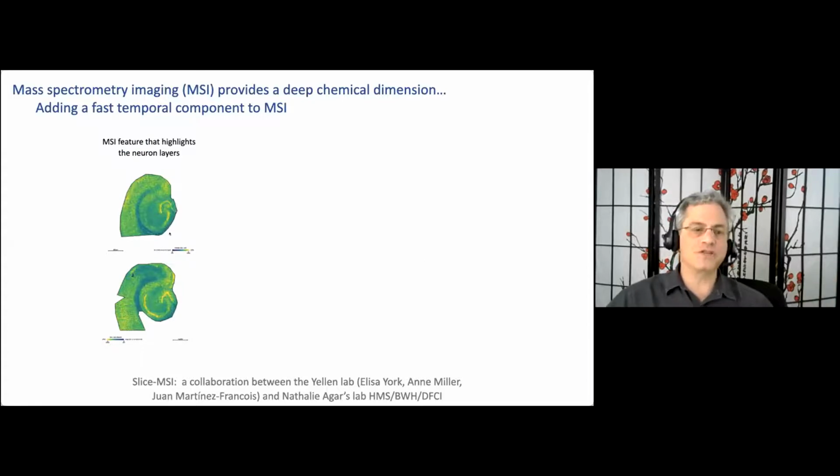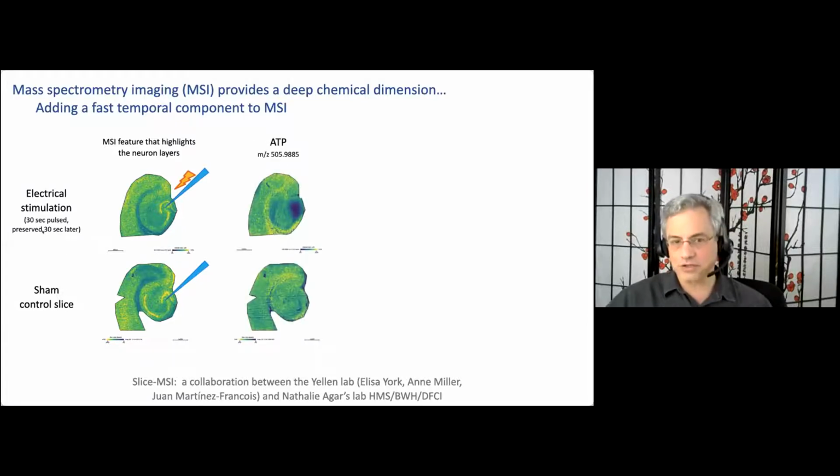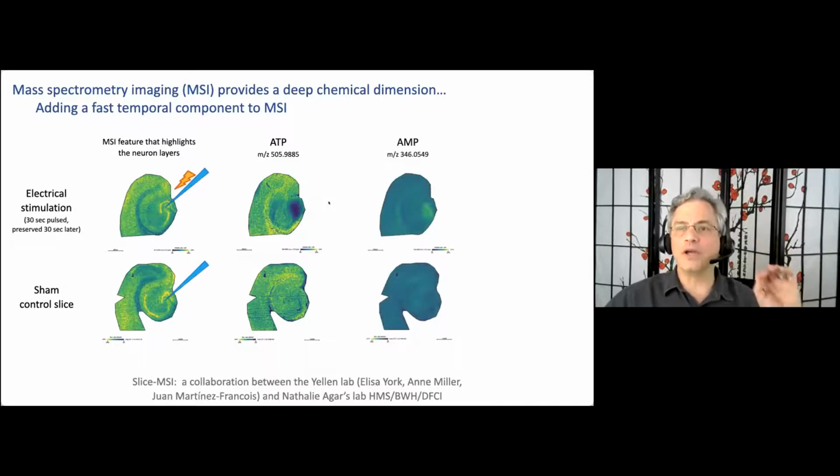Here are two sister brain slices from the same mouse. And we put electrodes into both of them, but we electrically stimulate only one of them. And we do that for 30 seconds and we flash preserve 30 seconds later. And what you can see with the mass spec imaging are the molecular changes. So we see just in the region that's been stimulated, we see a decrease in the level of ATP and a corresponding small increase in the AMP in that same region.